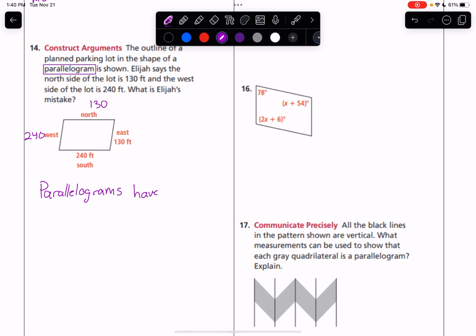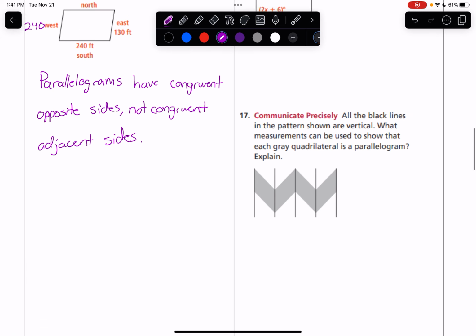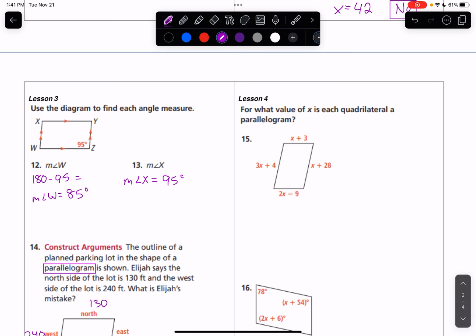So we can say parallelograms have congruent opposite sides, not congruent adjacent sides. All right, and that'll be all we need there. Number 15, for what value of x is each quadrilateral a parallelogram? Well, obviously, we're going to need to know that the opposite sides are congruent. So x plus 3 will need to be equal to 2x minus 9, and we can solve that.